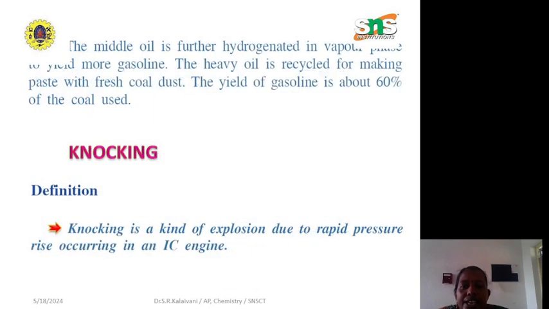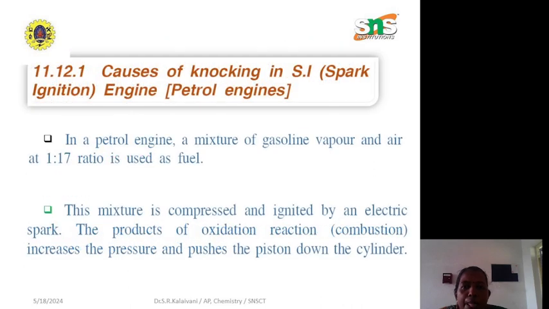Next one, knocking. What is meant by knocking? Knocking is a kind of explosion due to rapid pressure rise occurring in an IC engine. In an IC engine, sometimes some kind of sound or noise is produced. That unwanted sound is known as knocking.